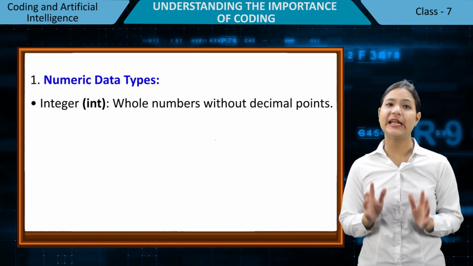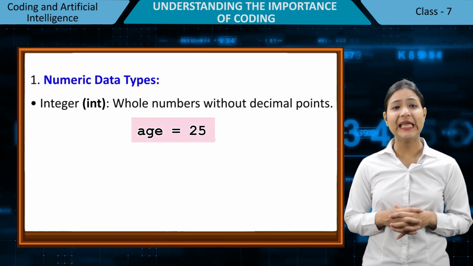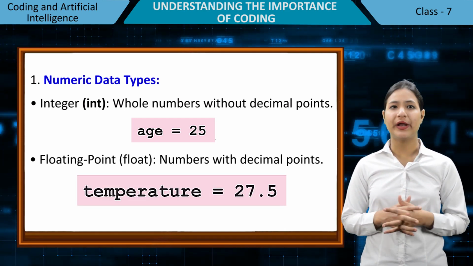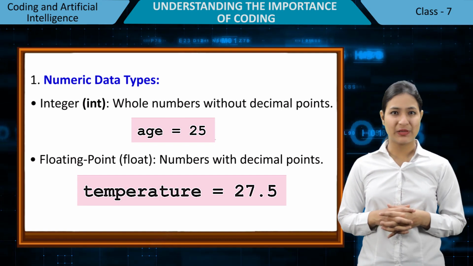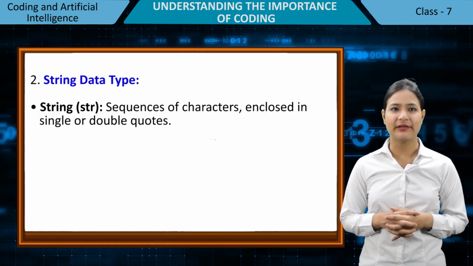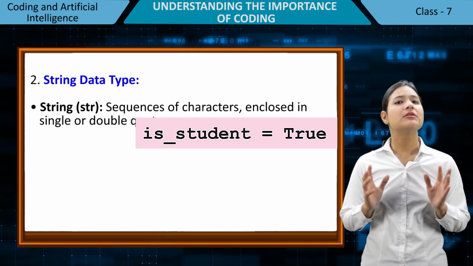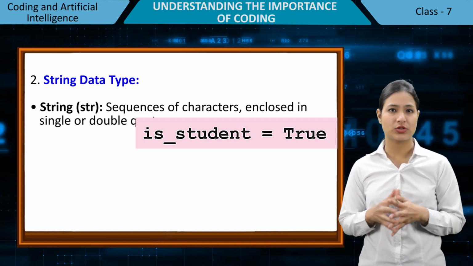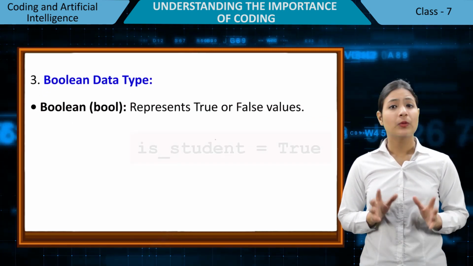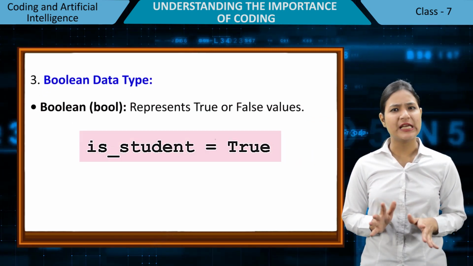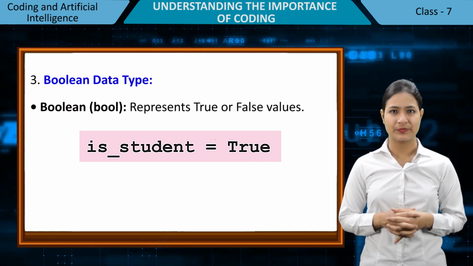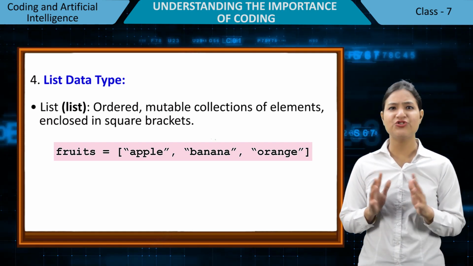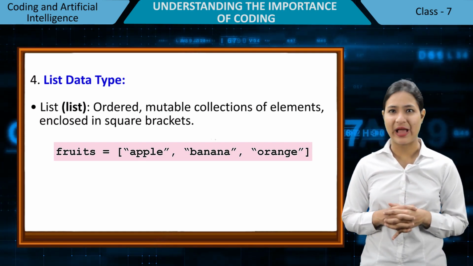First, numeric data types. Integer, int, whole numbers without decimal points. Floating point, float, numbers with decimal points. Second, string data type. String, str, sequences of characters enclosed in single or double quotes. Third, Boolean data type. Boolean, bool, represents true or false values. Fourth, list data type. List, ordered, mutable collections of elements enclosed in square brackets.